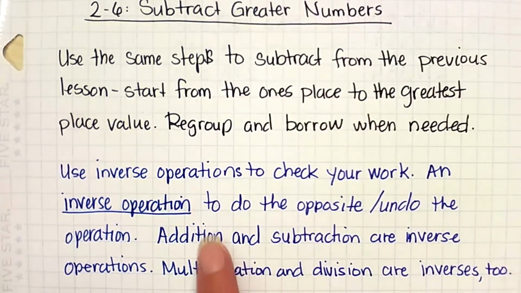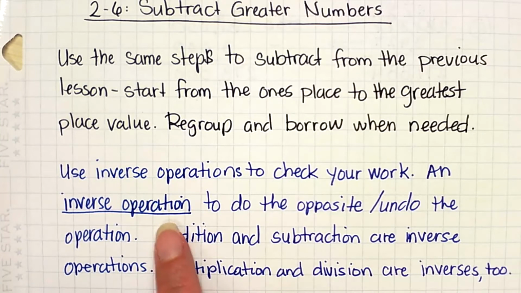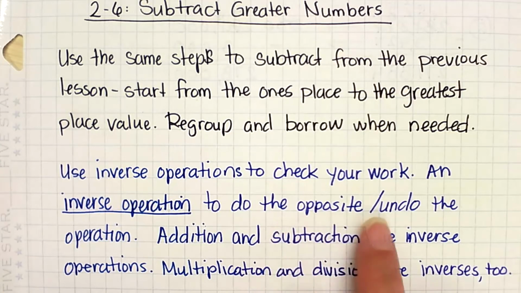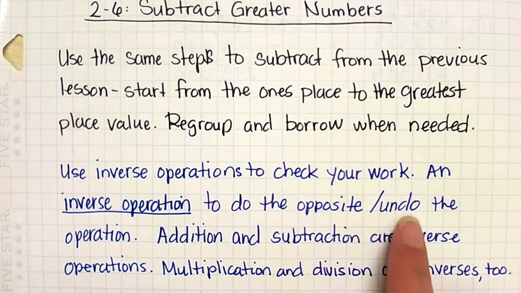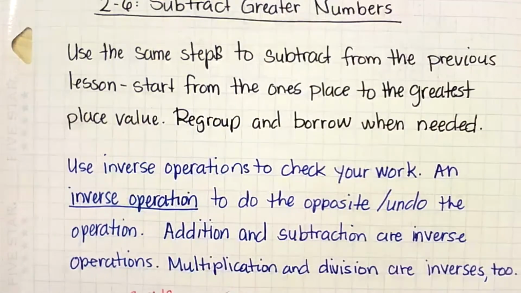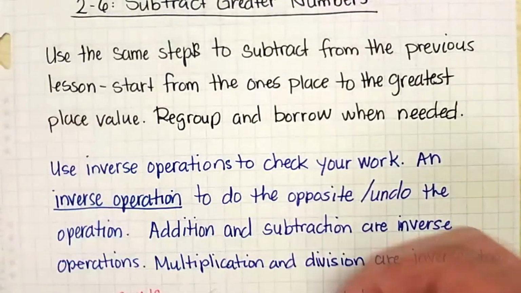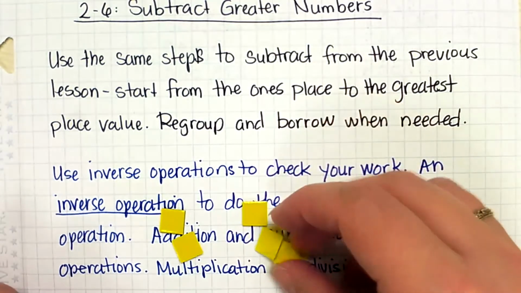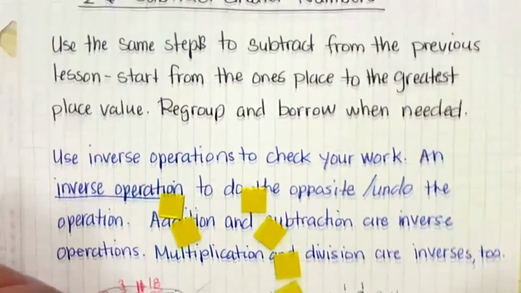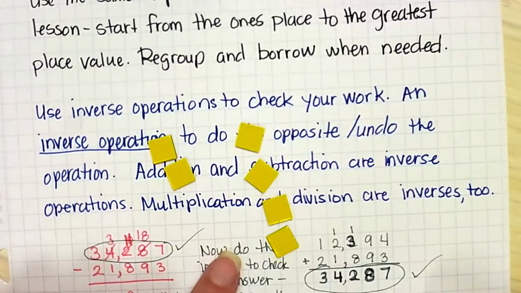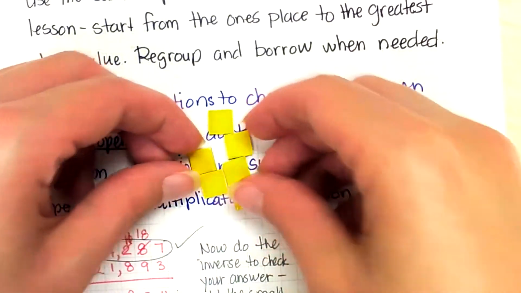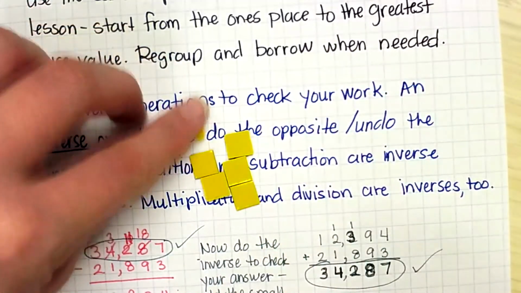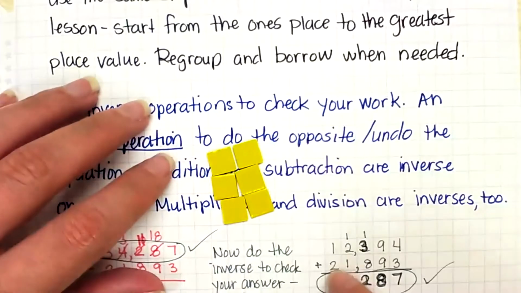Now, we also talked about what we called inverse operations. An inverse operation, we use it to check our work, and it's when you do the opposite of what you did to undo the operation. So if I had 2 and I wanted to add 4, I know 2 plus 4 altogether is going to give me 6. 2 plus 4 gives me 6.